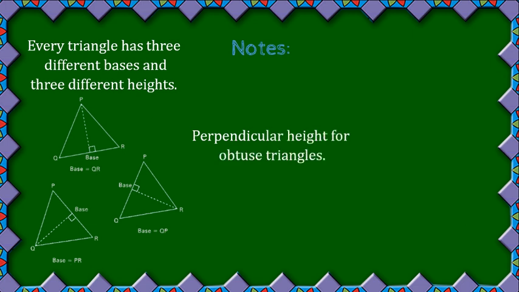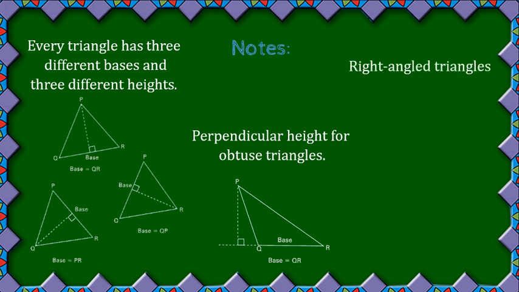Then the perpendicular height for an obtuse triangle. As we saw previously, if our base is QR, then our perpendicular height, because the height has to be perpendicular to the base, will be the dotted line from the vertex of P.